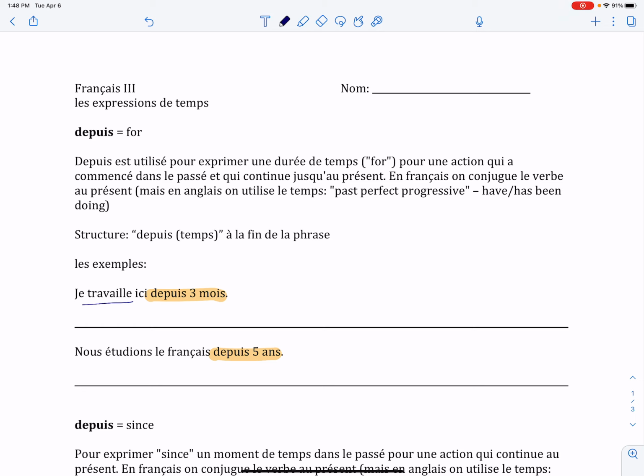Nous étudions le français depuis 5 ans. We have been studying French for 5 years. Again, present tense, nous étudions, for we have been studying.